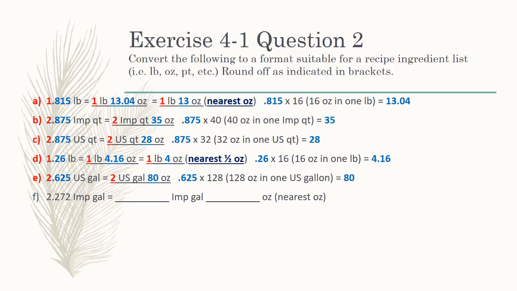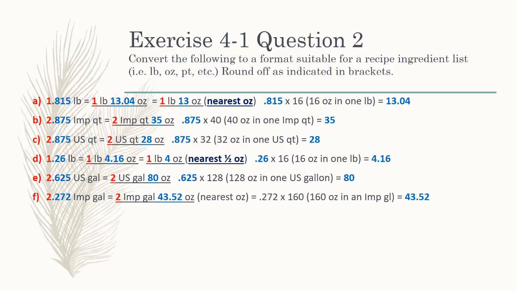Next up, 2.272 imperial gallons. We want to convert that to imperial gallons and ounces, rounding it off to the nearest ounce. That's right. We still have 2 imperial gallons. We will take decimal 272 imperial gallons and multiply it by its relationship with ounces, which in this case is 160. So decimal 272 times 160 gives us 43.52. And again, since we multiplied by 160 and 160 represents ounces, that's 43.52 ounces.